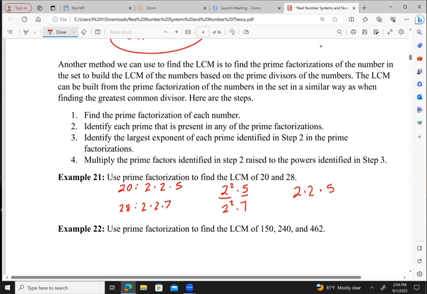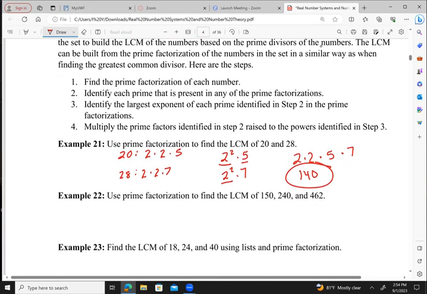Now, I look here, and I've already taken care of 2 to the second power. So then I just need to add this 7. And if I multiply this all out, I have 140 is my least common multiple. Takes a little practice, but it's not real difficult.